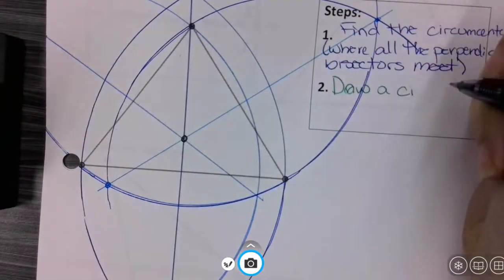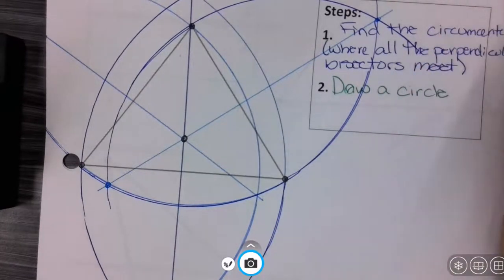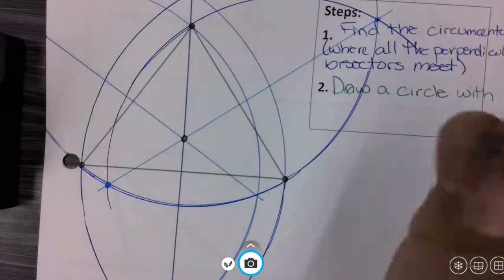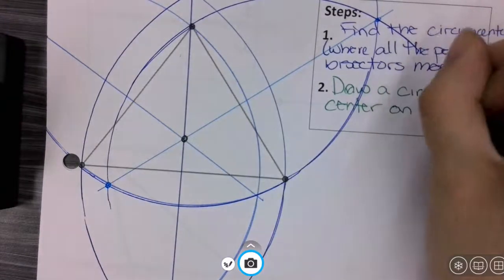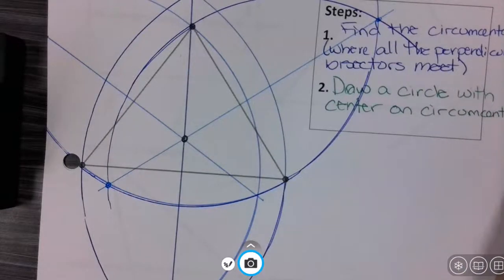I had one right there. I didn't realize this one went way outside. It's way up here. I don't know why.